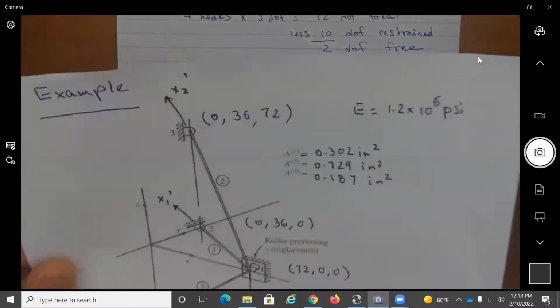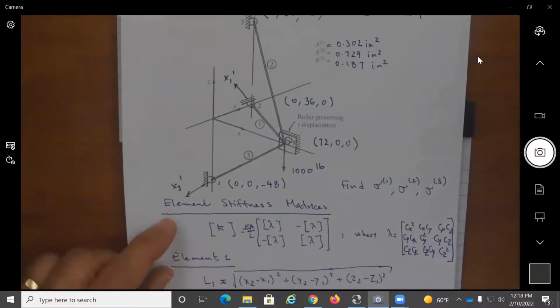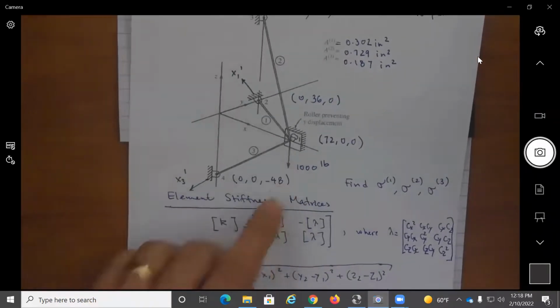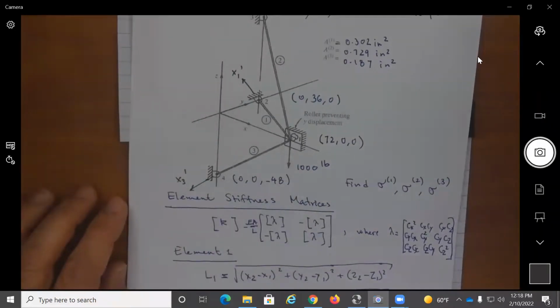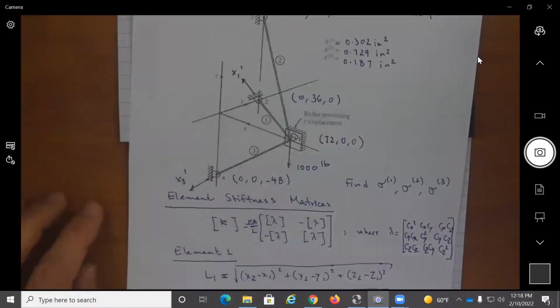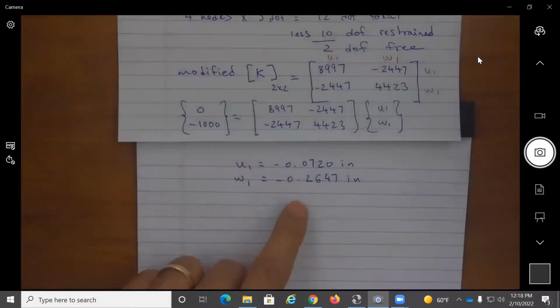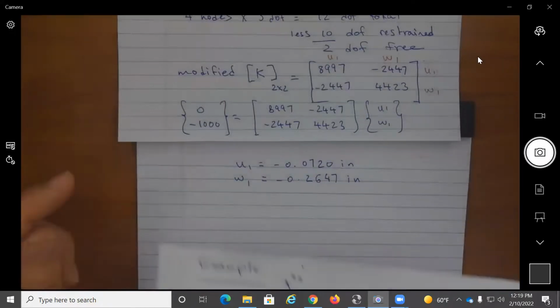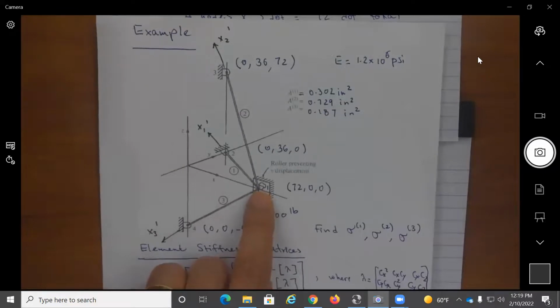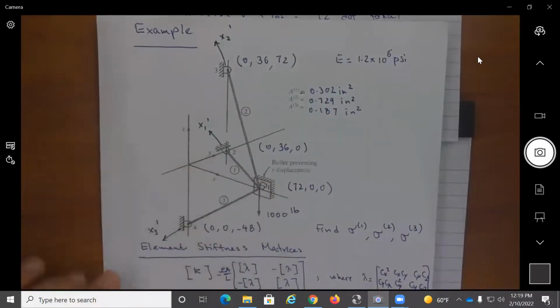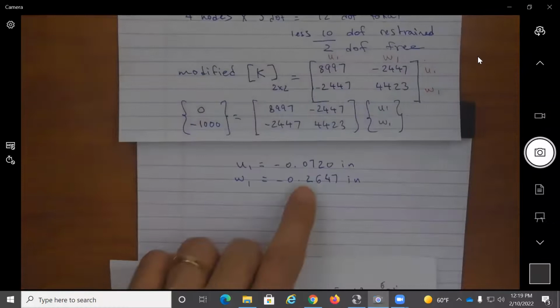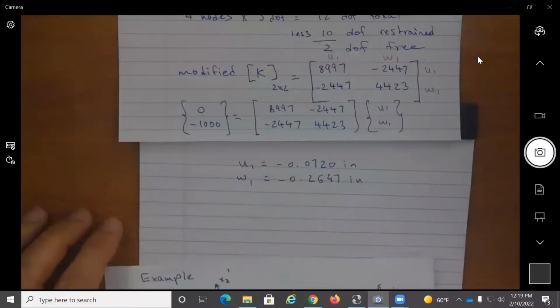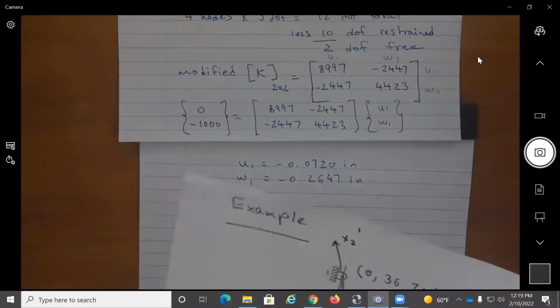And again, let's make sure our numbers make sense. When I apply 1,000 downwards, that's the Z direction. I expect the most significant displacement to be downward along the Z direction, which is the minus 0.2647. And along the X direction, as I pull, it is going to move in the negative direction a fraction of the major displacement. So the numbers here do make sense.